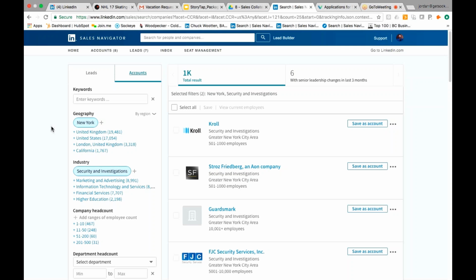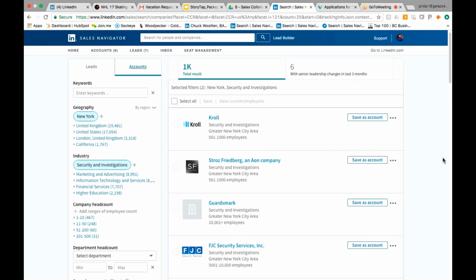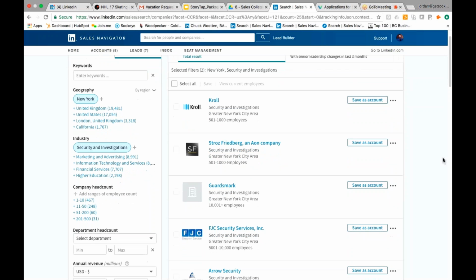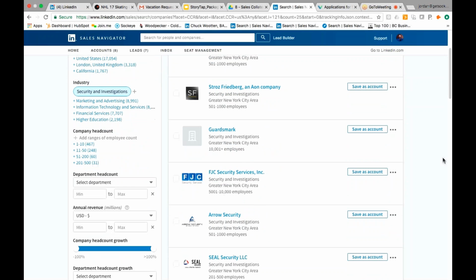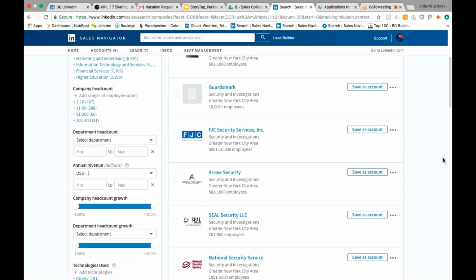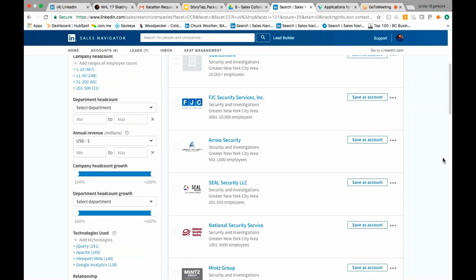So as a workaround, we're going to have to go account-based. As we're in accounts here, now we're only searching for geography and accounts within security and investigation. And right away, I can see, I know Kroll's an actual security company. I know Guardsmark is. I know FJC is. We have Aero Security, Seal Security. Now we're finding nothing but actual security companies that you guys will want to target.